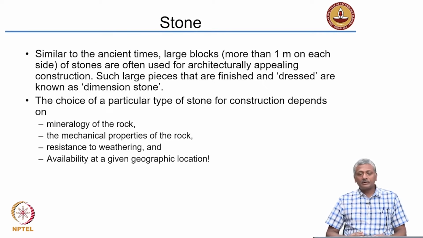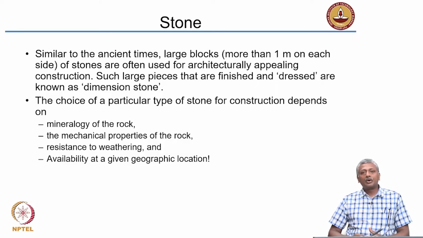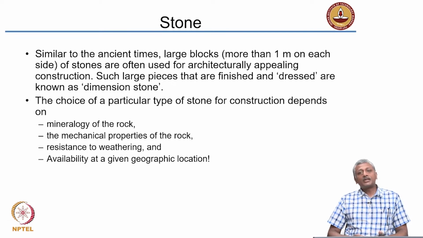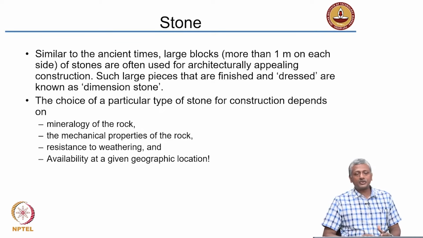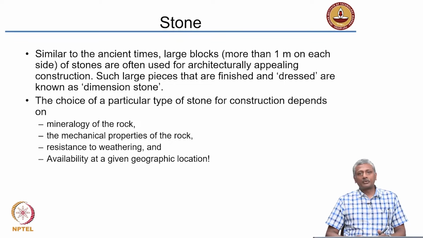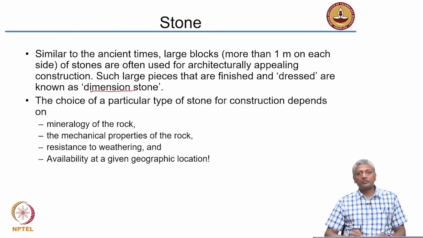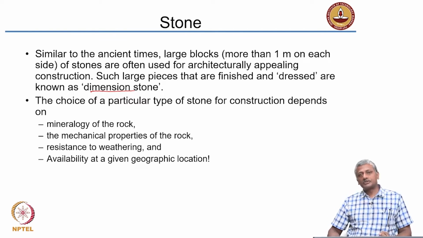Now, when we try to use stone in very large blocks, typically of the size 1 meter or more, a lot of these large scale buildings, like for example, if you consider the old Parliament House that is there in New Delhi, many of the structures that are there in the capital which form the ministries and so on, Rashtrapati Bhavan for instance, many of these are actually made with very large blocks of stone, and these blocks of stone are called dimension stone, 1 meter type size of stone blocks which are used for construction. These are called dimension stone.